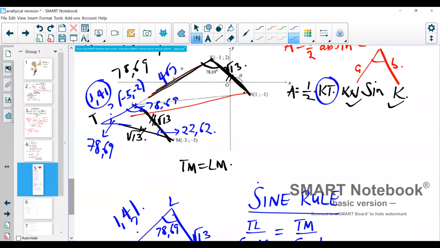And I'm sure you see that we are done. So what's my area here? Half. What is my KT? 4 root 2 plus 1.41. What is my KN? Square root 13 and sine 78.69.